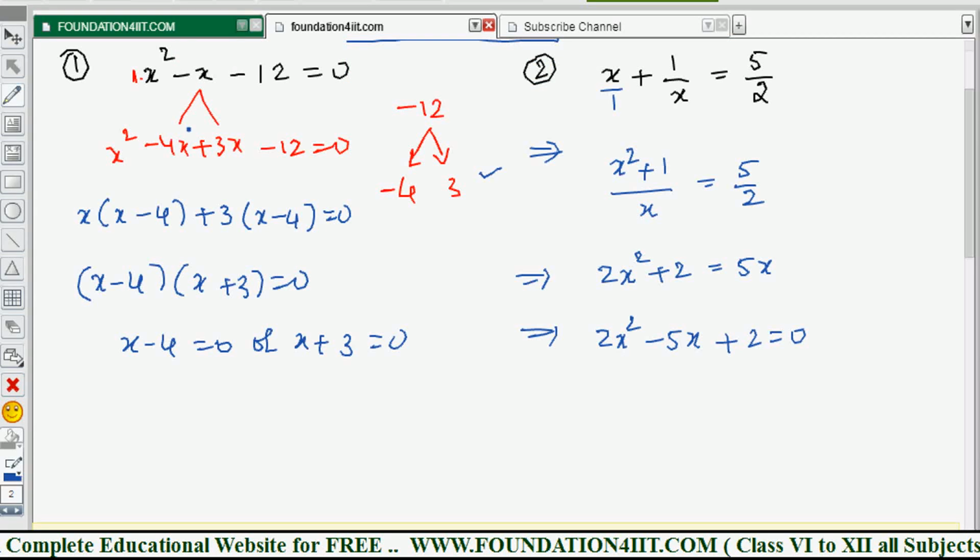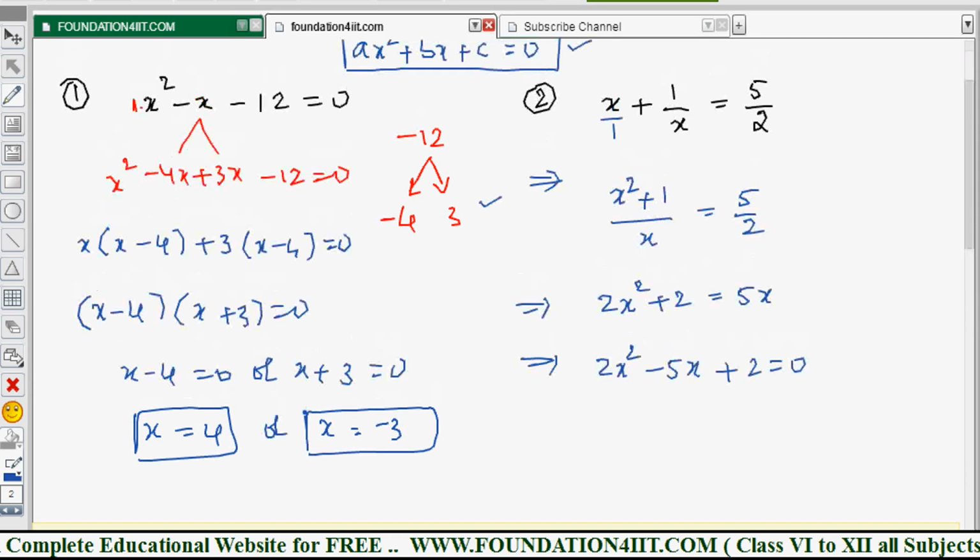That means if a into b is 0, then a is equal to 0 or b is equal to 0. According to that, x minus 4 is 0 means x is equal to 4, or x is equal to minus 3. So x is equal to 4 is one of the roots and x is equal to minus 3 is one of the roots. If you substitute x equal to 4, you will get 0. If you substitute x equal to minus 3, you will get 0.